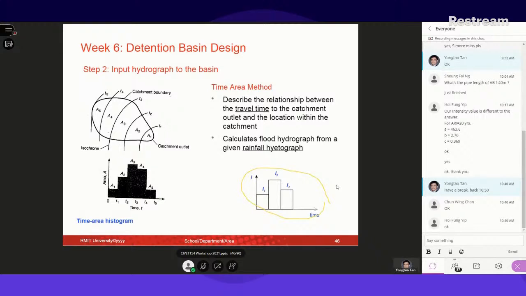The time area curve shows the relation between the travel time to the catchment outlet and the location within the catchment. This method also does not consider the attenuation of the runoff hydrograph associated with storage effects, similar to the rational method. It does not consider the temporary storage effect in the catchment, so it is also limited to small catchment areas.